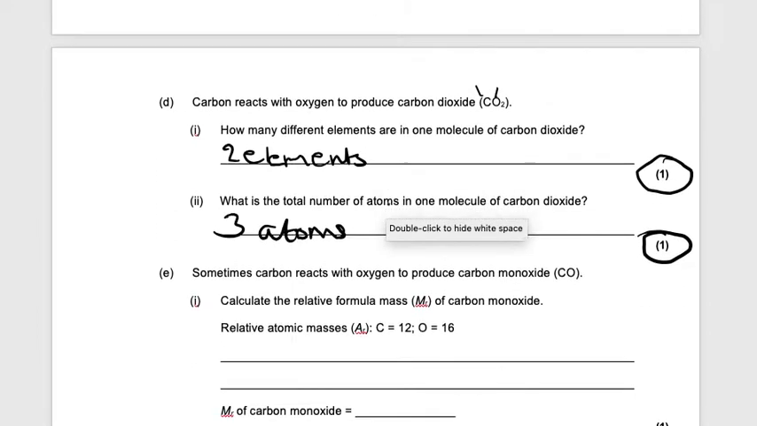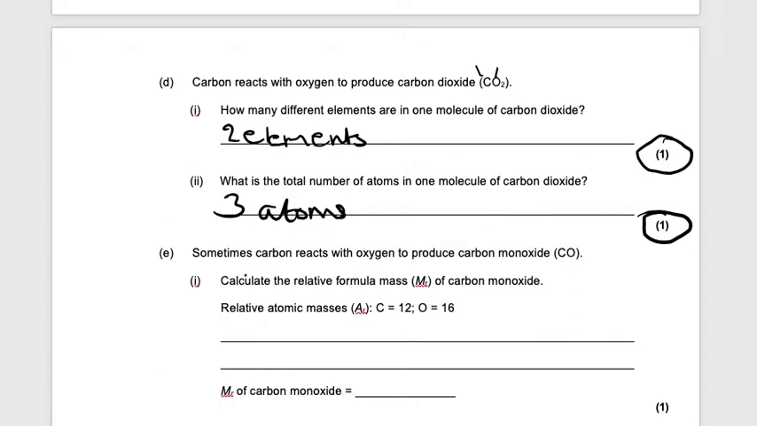Next question over here. Sometimes carbon reacts with oxygen to produce carbon monoxide. Calculate the relative formula mass of carbon monoxide, and we're given the relative atomic masses there. So carbon is 12 and oxygen is 16, and if the formula for carbon monoxide is CO, that means we have 1 atom of each.